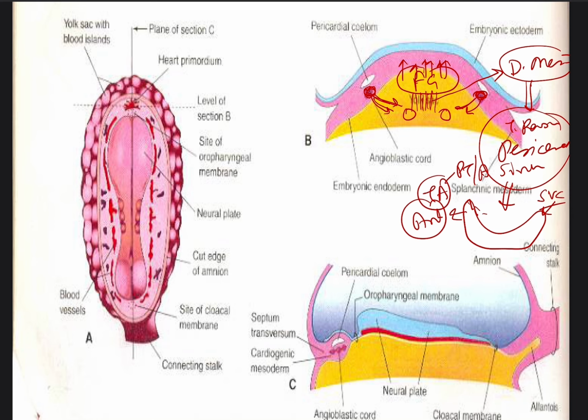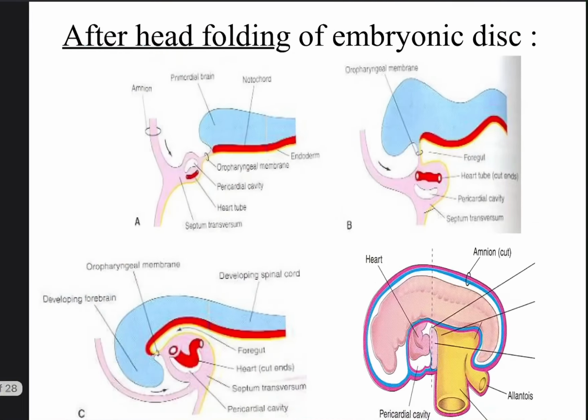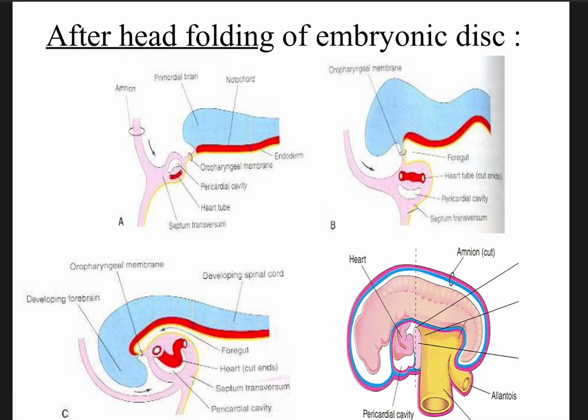This is a diagram which is showing actually initial development of heart tube, which is cranial to buccopharyngeal membrane. This is buccopharyngeal membrane and this is cranial to buccopharyngeal membrane, and the cranial most part is septum transversum. After head folding, I am showing in the next diagram. After head folding, this is our head, and cranial to notochord is oropharyngeal membrane, and cranial to oropharyngeal is this pericardial cavity with heart tube, and the cranial most part is septum transversum.